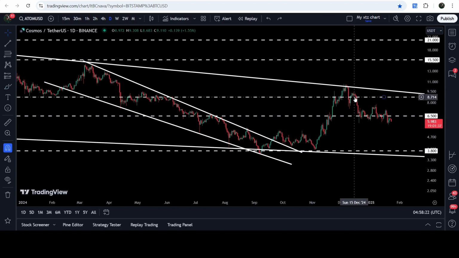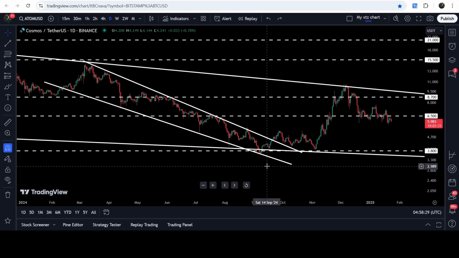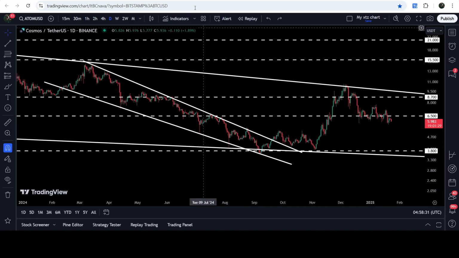And now we have broken down this support of $8.70, and recently we have broken down another very significant support of $6.50. And in today's video, we will once again analyze this move.